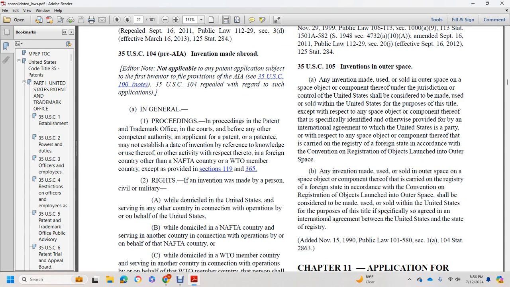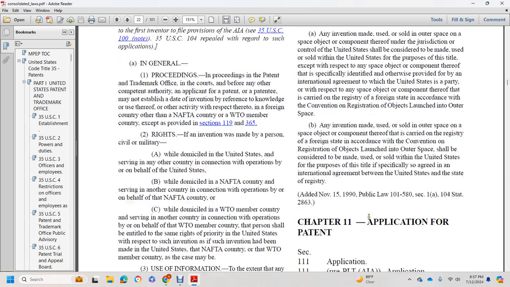B. Any invention made, used, or sold in outer space on a space object or component thereof that is carried on the registry of a foreign state in accordance with the Convention on Registration of Objects Launched into Outer Space shall be considered to be made, used, or sold by or on behalf of the United States for the purposes of this title to the extent specified and agreed in an international agreement between the United States and the state of registry.